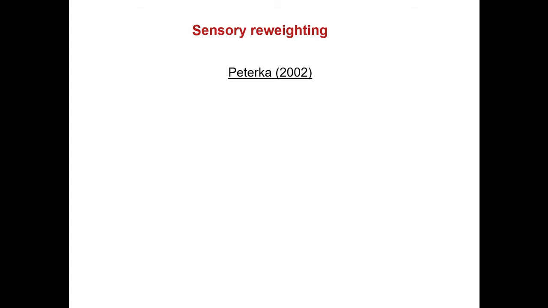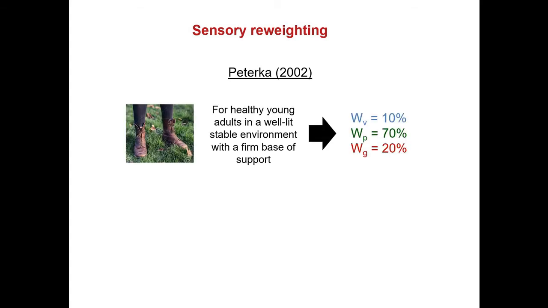Based upon Peterka's research, for young healthy adults that are standing on a stable surface with a good base of support, within a well-lit room with their eyes open, the relative contribution of vision is only about 10%. The relative contribution of proprioception is about 70%, and the relative contribution of the graviceptive inputs is about 20%. A clear takeaway from this research is that healthy young adults rely heavily on somatosensory information, and minimally on visual and graviceptive information.